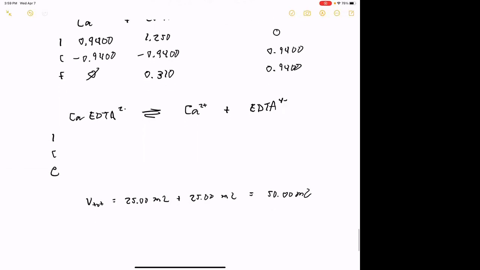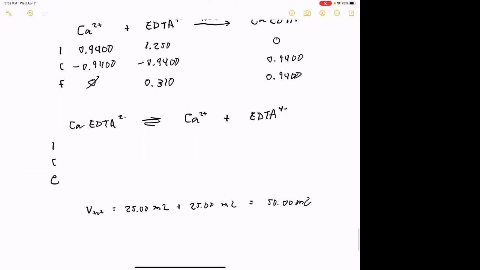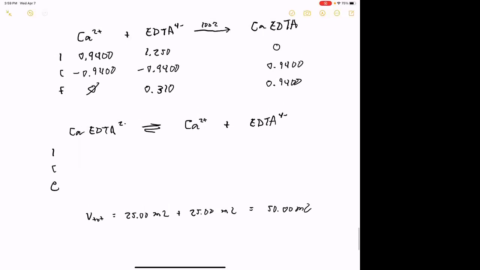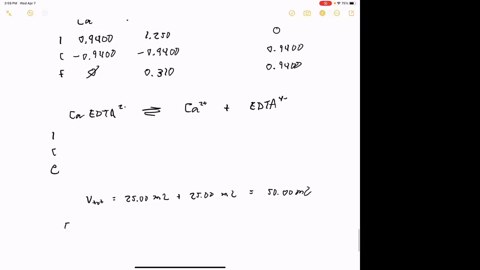All right, so what am I going to do? Well, I'm going to now divide my molarities by that. For example, if I want to get the EDTA concentration, we'll just do that one to show you how we got it.